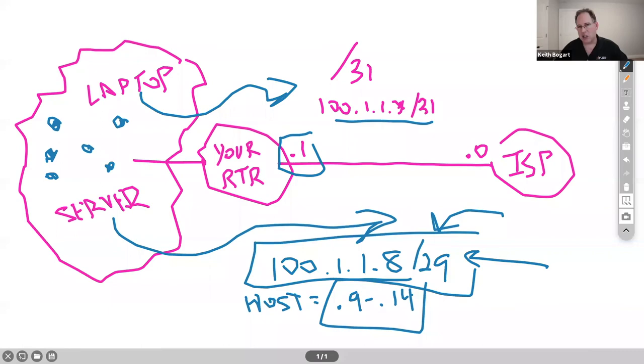So that's what they're expecting you to do with that /29, is to assign it to devices over here on the other side of the router. Now, one of those addresses actually will have to go on the router's interface. So really, you've only got 5 addresses you can use, not 6. Because one of them goes on the router itself.